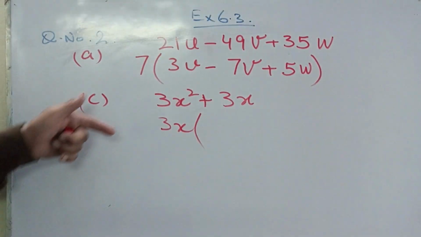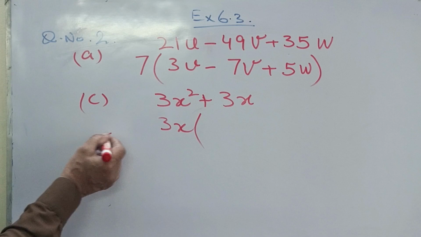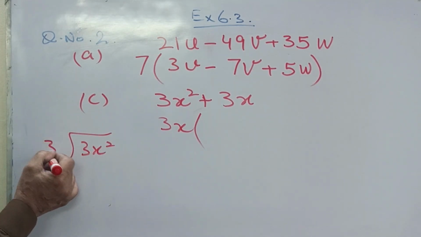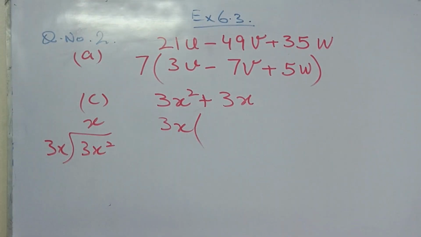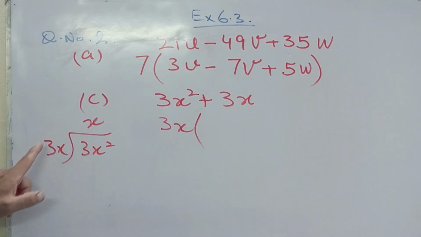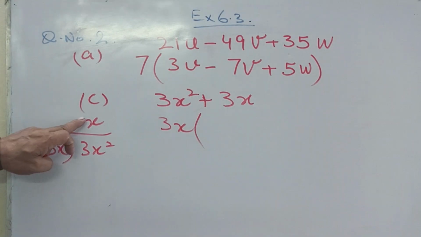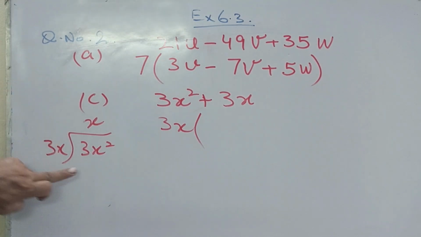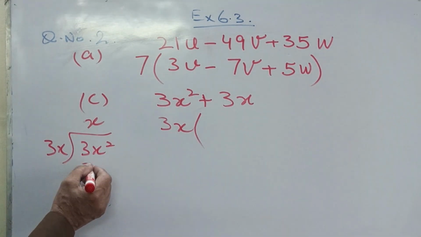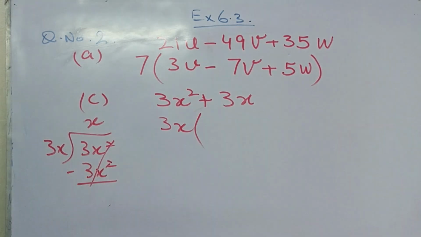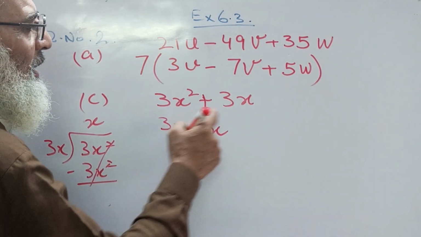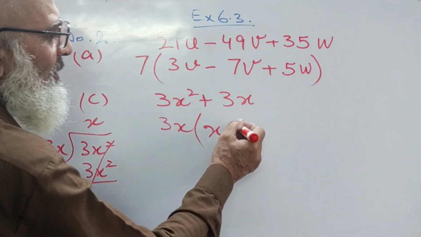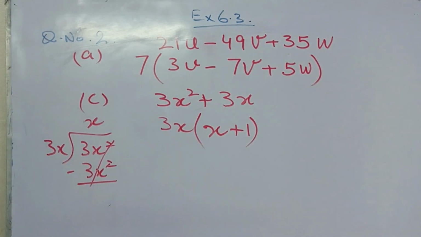Now, you see that if I divide 3x square by 3x, what will I get? I'll just have to multiply it with x. 3x multiplied by 1. Here it is 1, as I always told you, when there is nothing written, it is understood that this is 1. So 3 times 1 is 3, and x times x square will become 3x square. Now the common here is x. Now 3x, 1 times 3x, so it will become 1. So this is your answer.